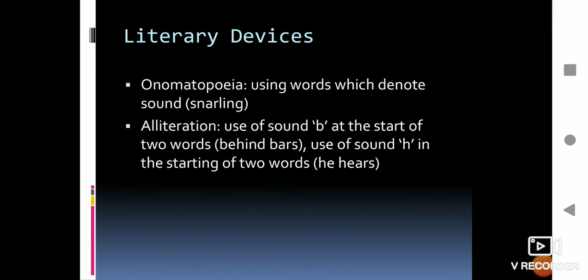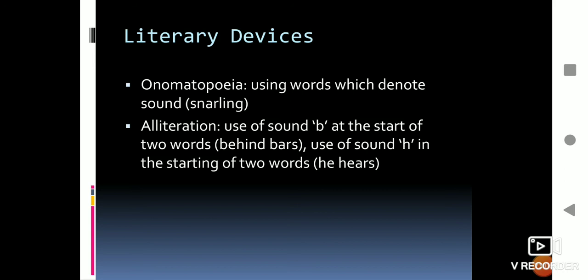Next literary device is onomatopoeia. Onomatopoeia is the use of words which produce the same sound. For example, "bees buzz." That word buzz is producing the same sound as buzzing. Similarly, here in the poem it's "snarl, snarling." So that sound is coming of snarling.